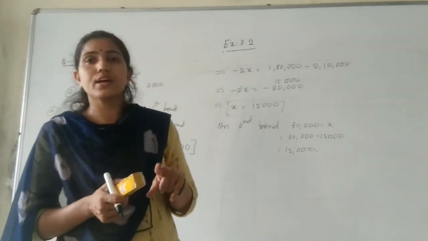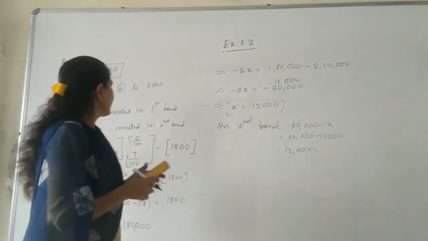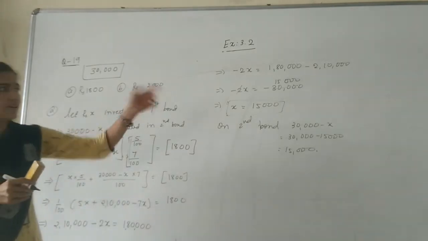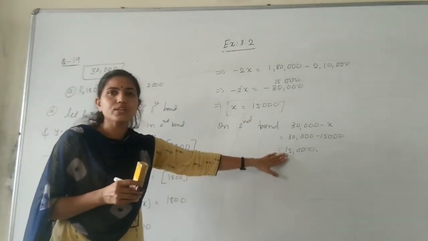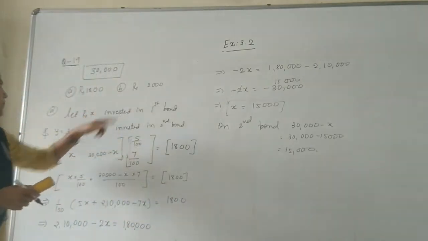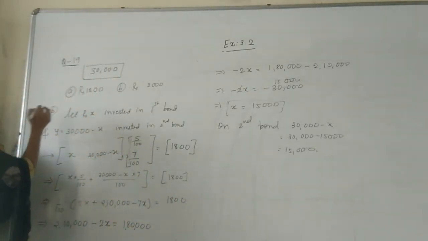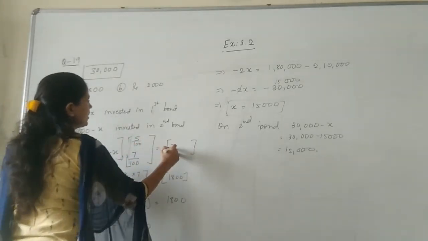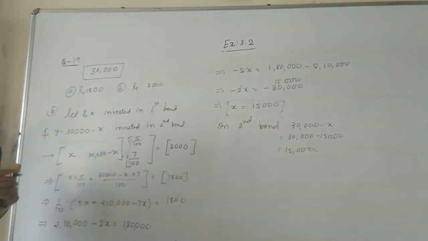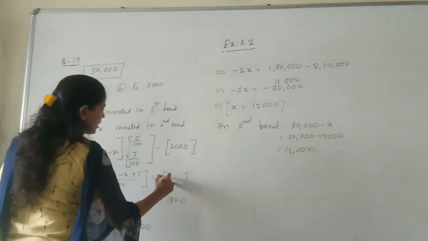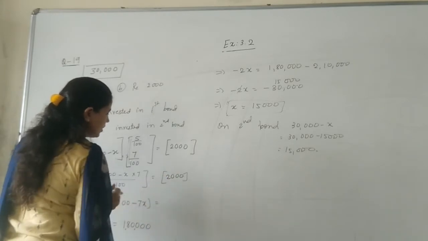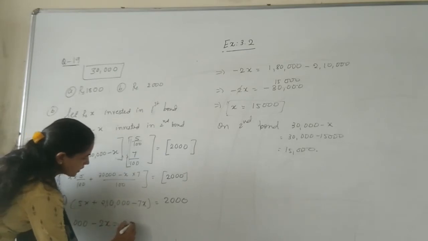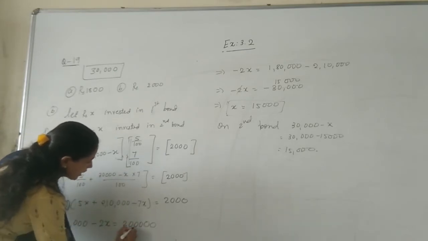If x is 15,000, then how much should y be? y is equals to 30,000 minus x, that means 15,000. Okay students. Now similarly, if you are going to solve b, what you have to do when you are solving b, the same thing will be there, only this part will be changed, then it is 2,000. Then you can apply the same calculation like this. Here also you will get 2,000, and here 2,000 and another 100, so 2 lakhs.